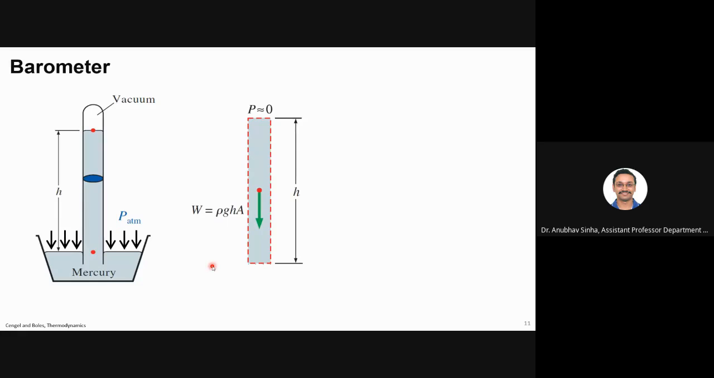what force is balancing the weight? Can anyone guess? The force applied by the atmospheric pressure. Yes. So pressure into the area of this column will be balancing this. I can write pressure as force divided by area. If you remove area, we are left with rho GH. So this is the basic principle used for pressure measurement in a barometer.